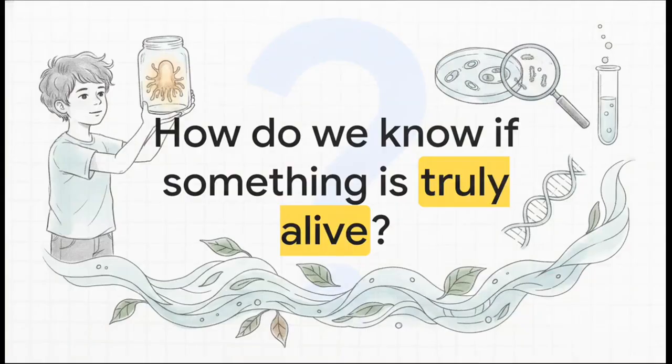So, to kick things off, I want you to picture a scenario. Imagine your little brother runs up to you with some weird object in a glass jar, and he's absolutely convinced this thing is alive. But how do we actually know? Like, what specific observations would prove to you that it's a living organism, and not just some weirdly shaped rock or a piece of random debris?